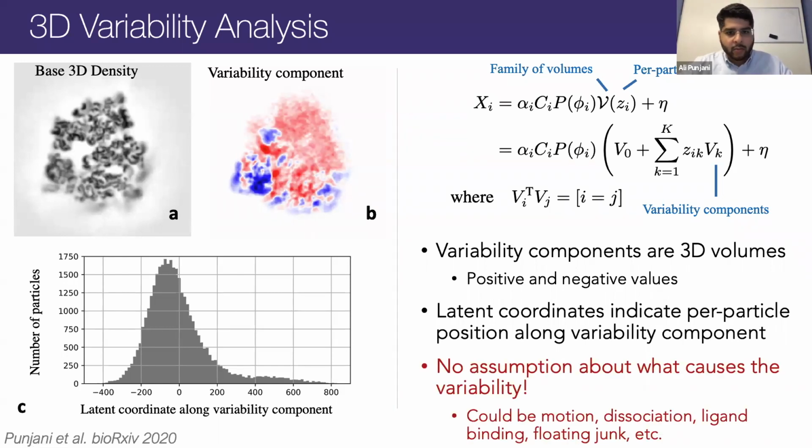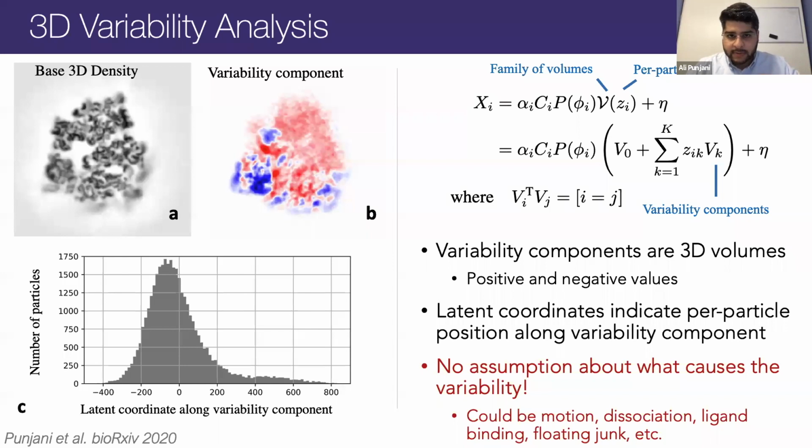in a data set. One important thing to remember when you're using 3D variability analysis is that the algorithm itself doesn't have any assumptions baked in about what causes the variability. It could be motion, it could be flexibility, it could be a dissociation of the subunit or falling apart of a complex, it could be ligand binding, it could be just as simple as junk floating above and below the particle in the ice that causes variability between particle images. Anything that causes variability between particle images can be picked up by 3D variability analysis. We'll talk about what's detectable and what's not in a few minutes, but this is important to keep in mind.